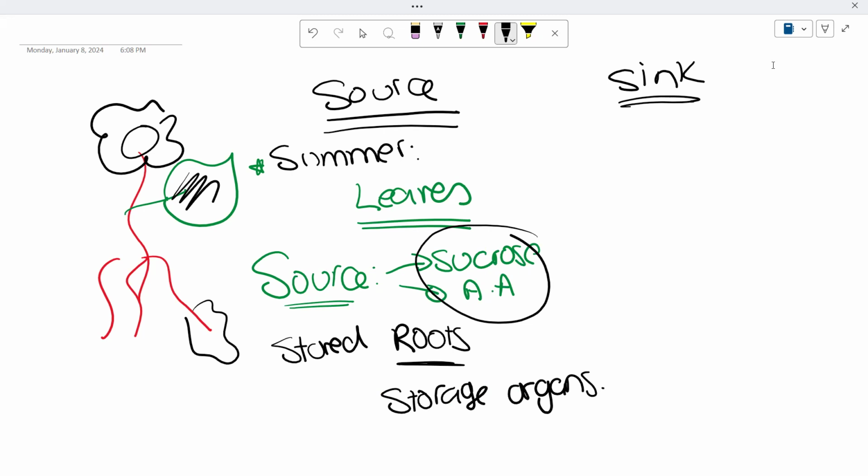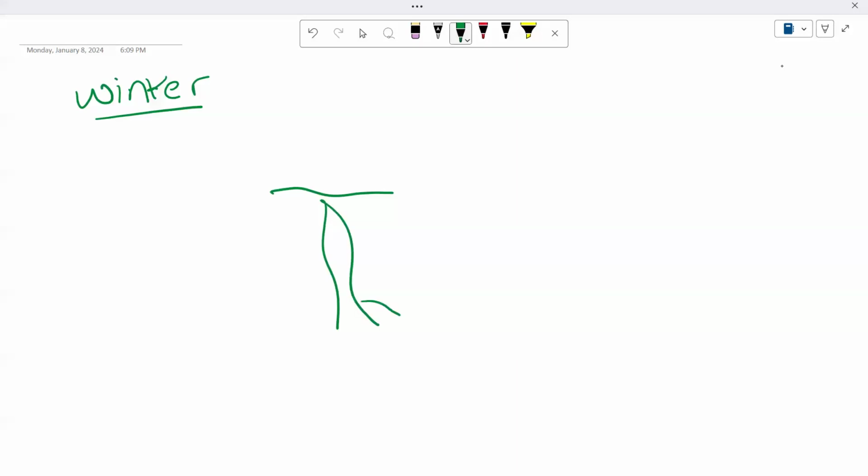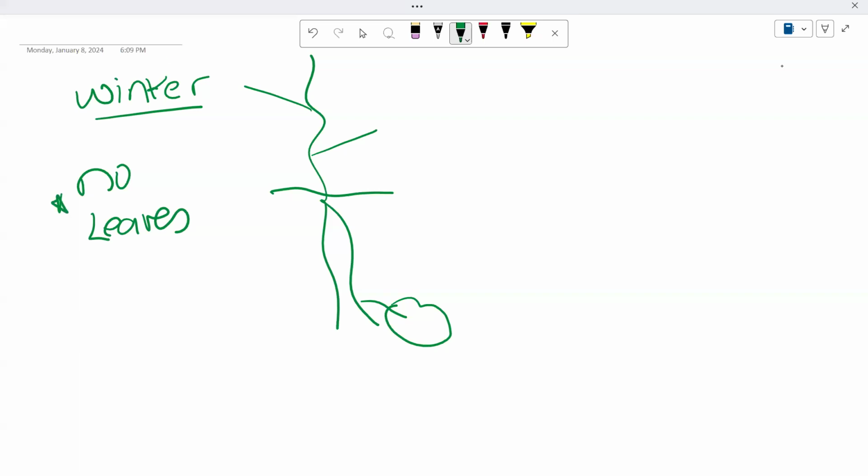Now let's look at the winter. Now let's erase that. Give me a second. Let's look at the winter. In the winter, I have a plant that looks like this. I have roots, okay, with maybe storage organs like a potato, and I have a stem, and I don't have leaves. No leaves. And that's the same case in the winter and the spring. The leaves, they fall off.